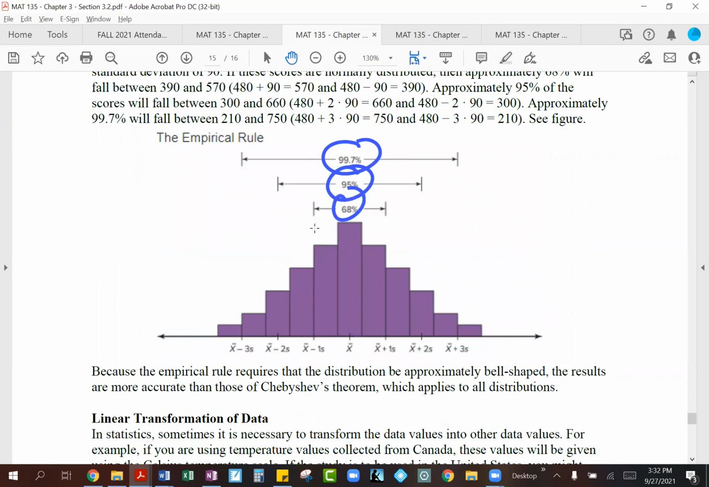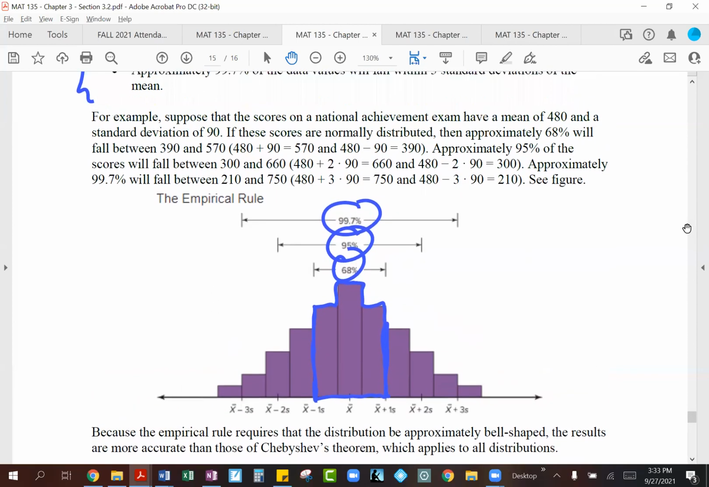Okay, there we go. So when we're talking about these percentages, we're basically saying all the data values that fall from the first standard deviation below the mean to the first standard deviation above the mean. So all of these data values make up 68% of your total data. So 68% of our data values are going to be contained within one standard deviation below and one standard deviation above the mean.